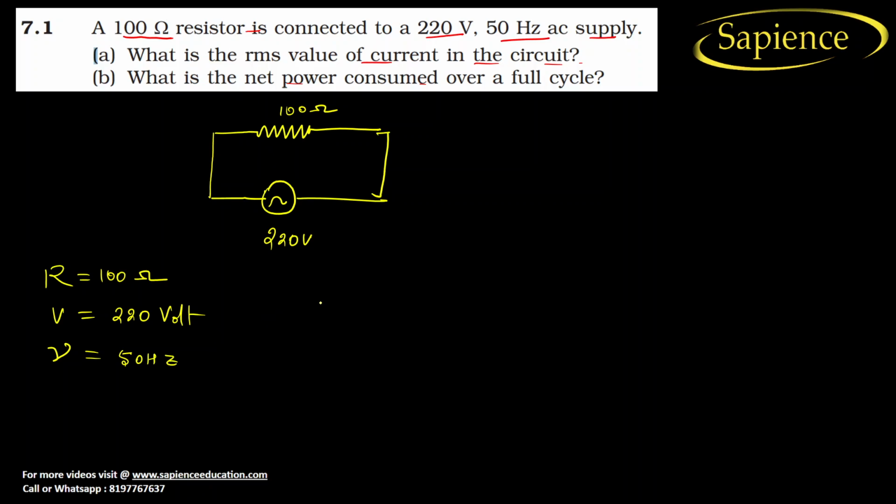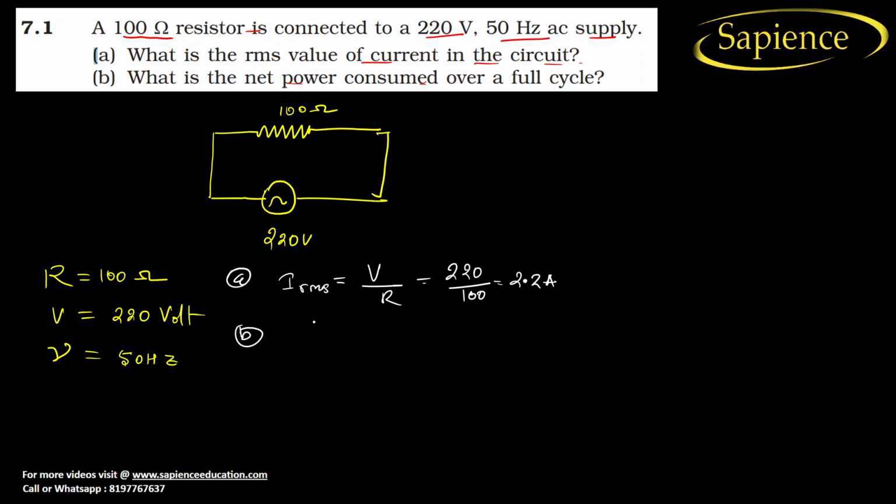Now the current IRMS, if you want to find it, will be equal to the voltage applied divided by the resistance. So this will be 220 divided by the resistance, which is 100. This is basically 2.2 ampere. So this is part A.